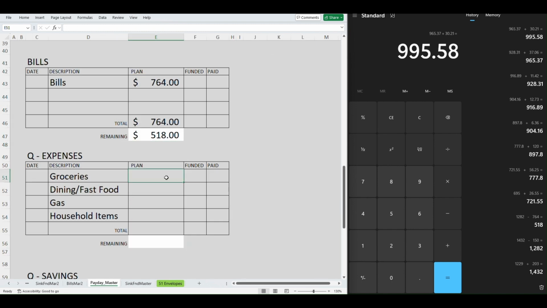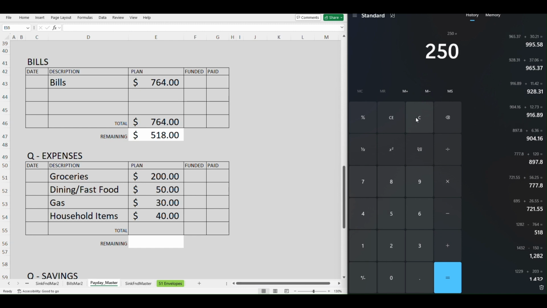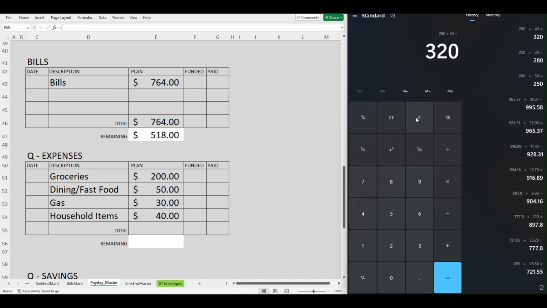All right, moving on into the worksheet, the next thing is expenses, and I've decided this time around I'm going to put $200 aside for groceries and for dining out and fast food. I've decided to put aside $50, and for gas for the car, that'll be $30, and household items will be $40. Now take my calculator and add those numbers together. So that comes to 320.